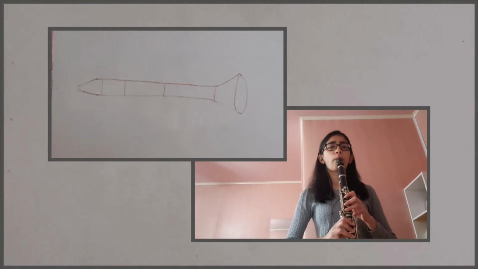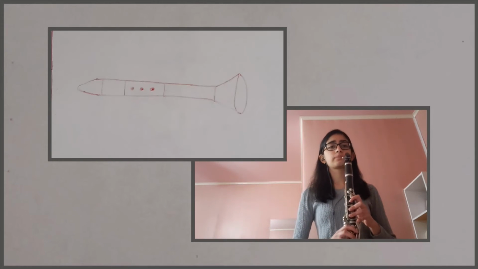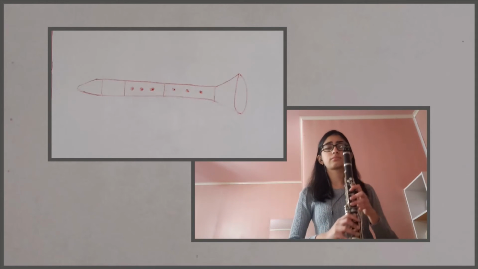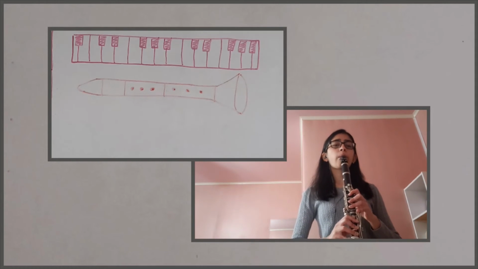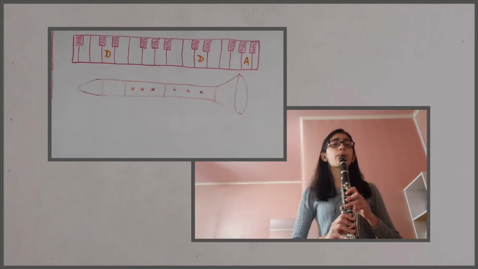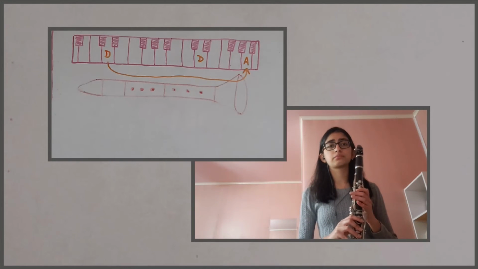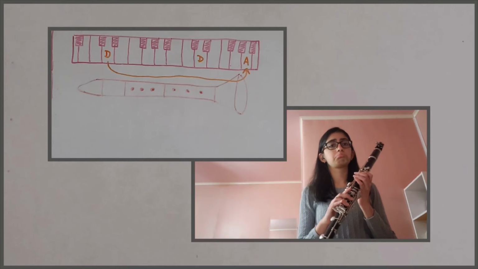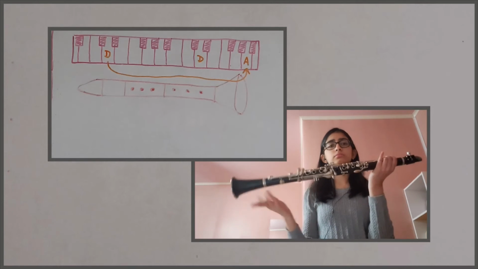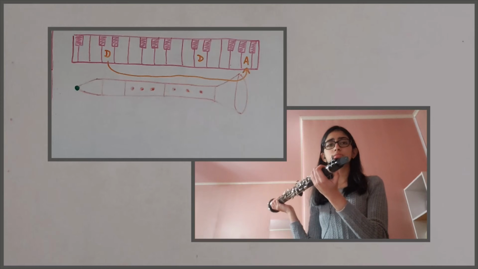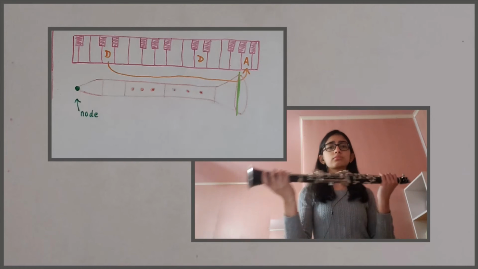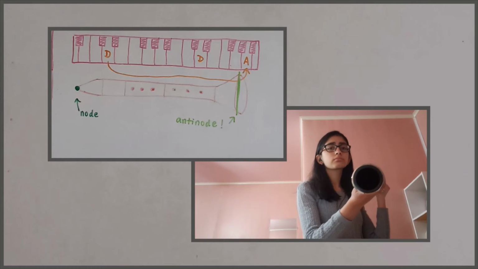Now, let's check out another wind instrument, the clarinet. Holding down the same keys, the clarinet is actually jumping more than an octave, from D, past D, to A, the fifth above the octave. To find out why the clarinet behaves differently than the flute, let's look at the ends of the tube. The mouthpiece end is closed, a node, and the bell end is open, an antinode.